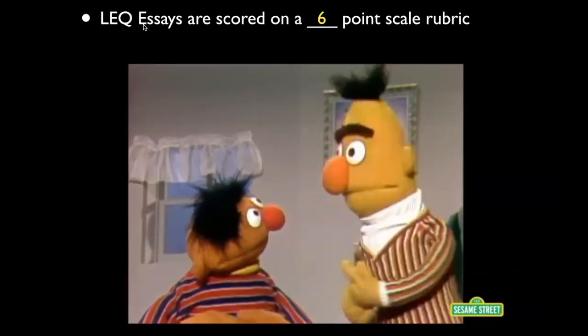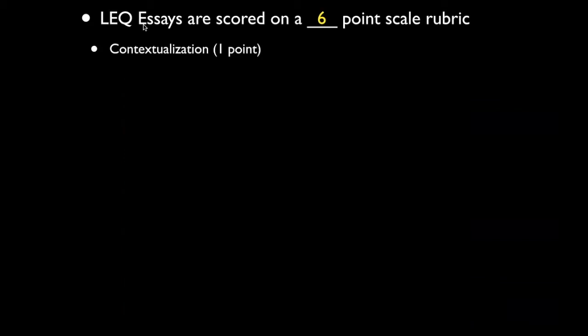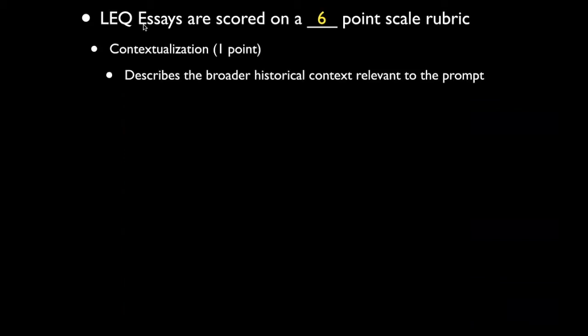It's really important that you understand how each and every one of these points is scored before you take that AP test in May. So the first point is for contextualization. Contextualization describes the broader historical context relevant to the prompt. It basically sets the stage for your essay by explaining to the reader what it is they need to know before they dive into the argument you're about to make. It's found in the first sentences of the introductory paragraph.